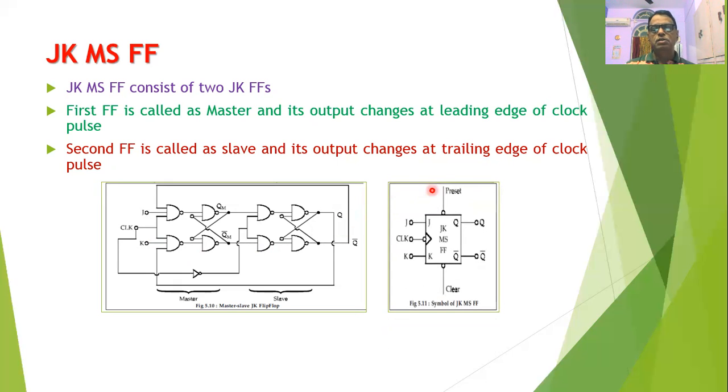As far as the symbol of the JK master slave flip-flop is concerned, one can easily observe that there is a small change at the clock input. We put a bubble and a triangle. So it indicates that this is an edge triggered flip-flop, and the output of this flip-flop will change only during the trailing edge.